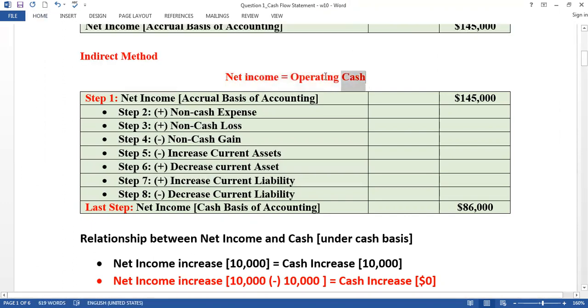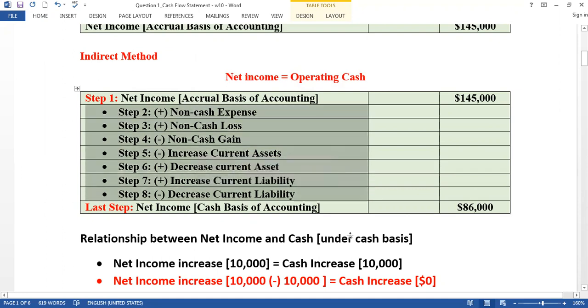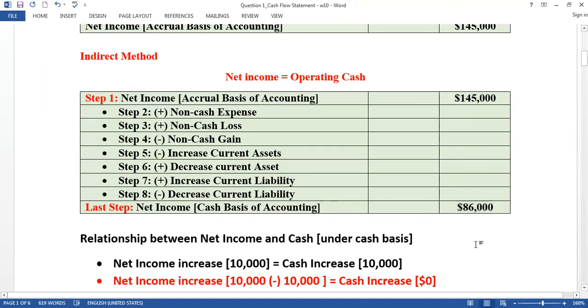Operating cash equals net income, this should be equal. So to make it equal, we do this kind of plus and minus. Finally, this is accrual basis net income, but this is the cash basis net income. So try to read the PowerPoint again and again. We'll solve question 1 in the next class. That's all for today.